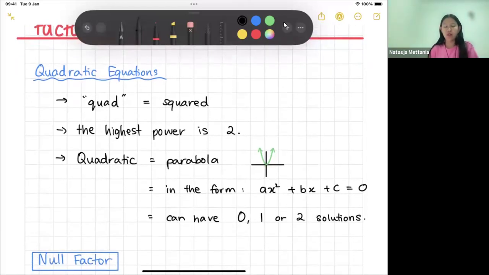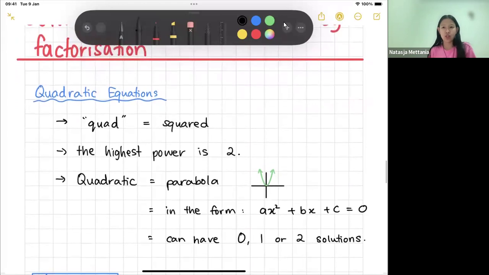First things first is to figure out what quadratic equations are. Quadratic comes from the word quad. Quad means squared, right? That means that in these equations, the highest power of x is going to be 2. Now, if we were to graph quadratic equations, they will look like these things called parabolas. So I've drawn it here. Yeah, something like that, in terms of the shape.